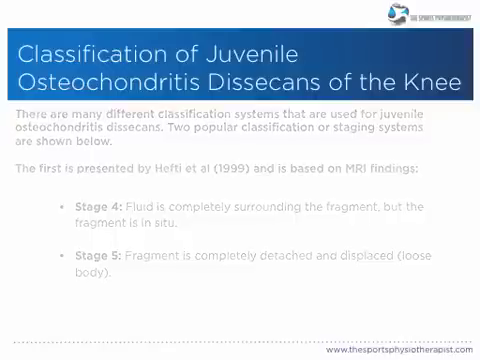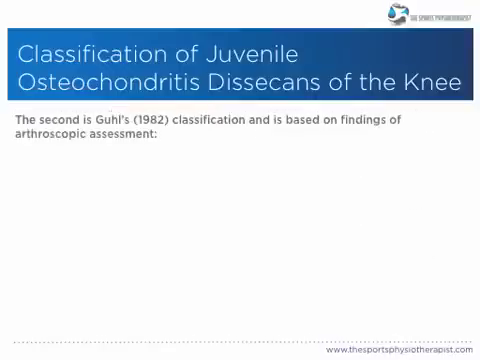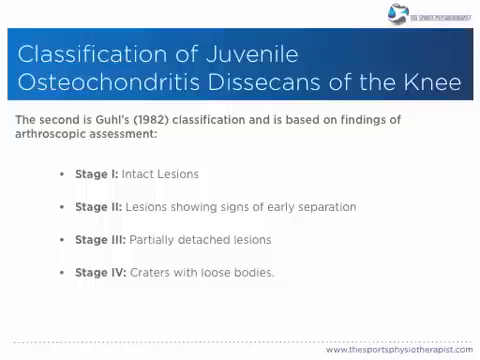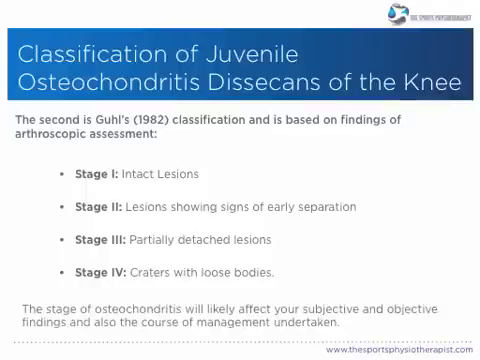The second classification is Gould's, put forward in 1982, and it's based on findings at arthroscopic assessment. They suggest stage 1 shows intact lesions, stage 2 are lesions showing signs of early separation, stage 3 are partially detached lesions, and stage 4 there are craters with loose bodies. The stage of osteochondritis dissecans will likely affect your subjective and objective findings and also the course of management undertaken.